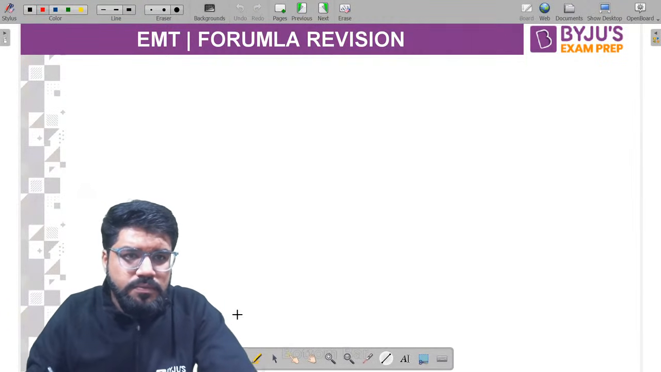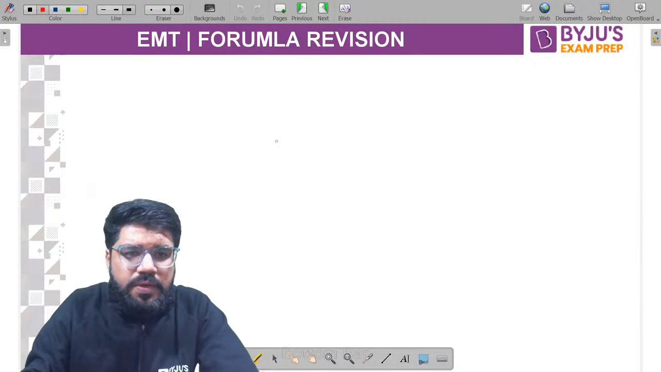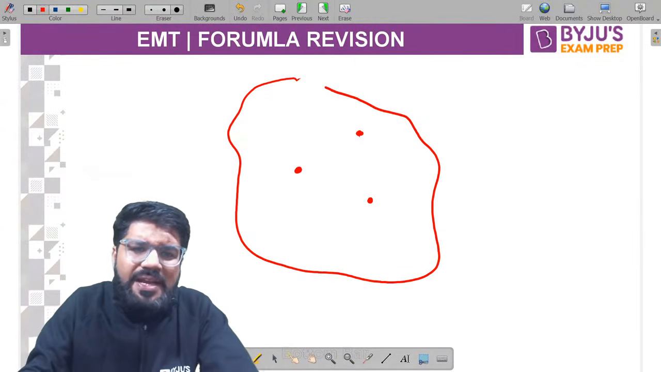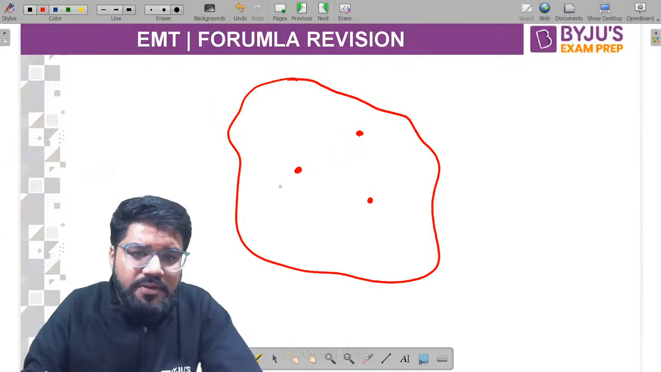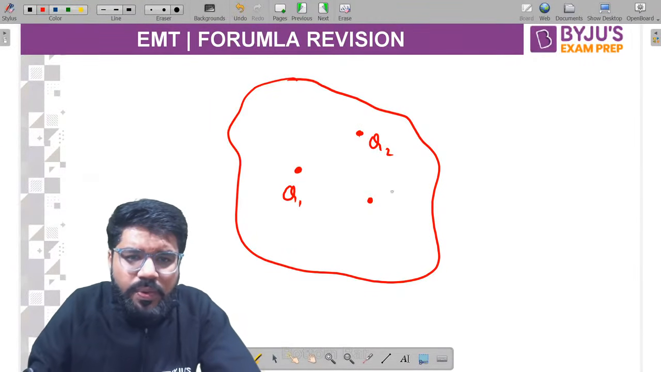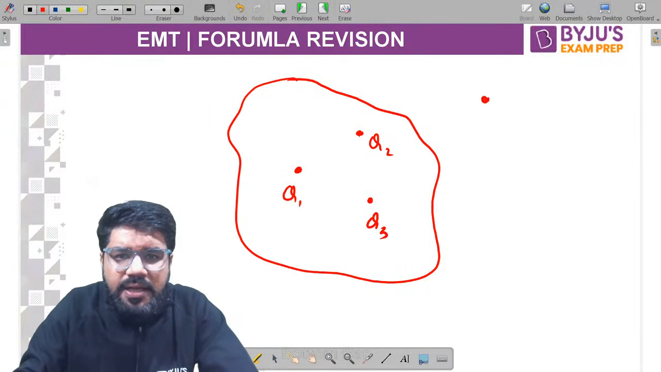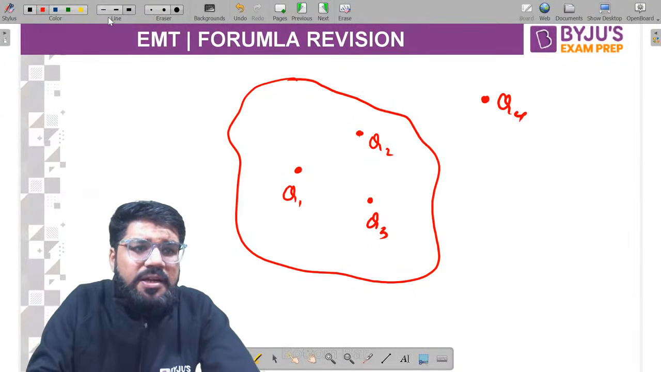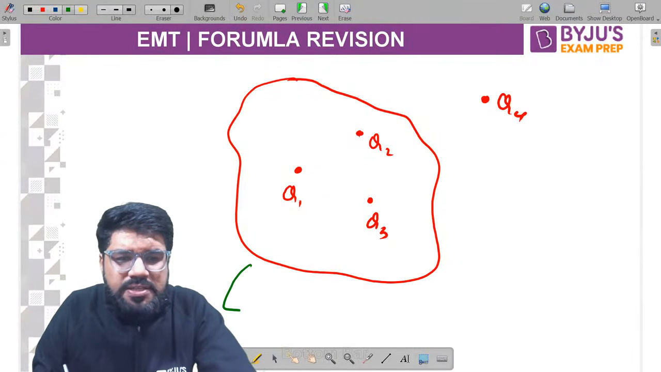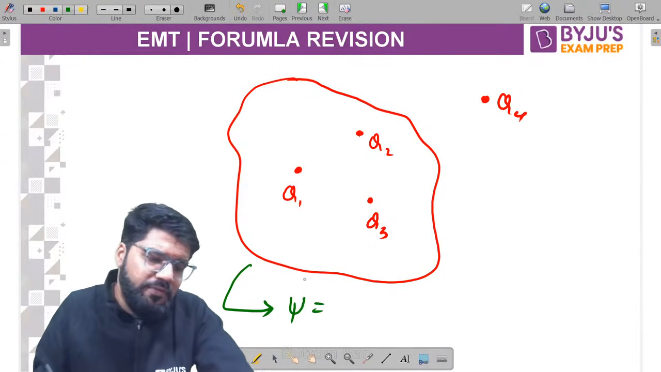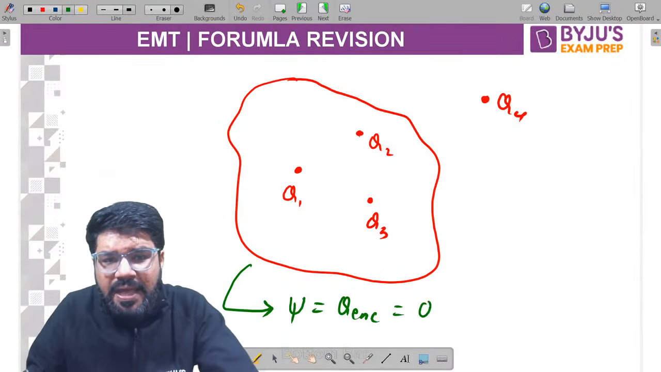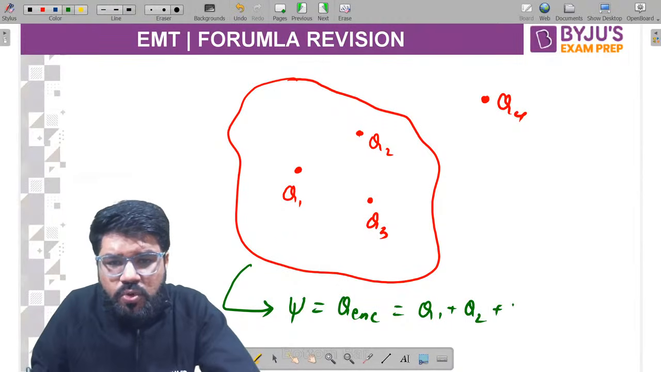Suppose there are some point charges. Let's understand with the help of point charges, and there is any closed surface. It could be any closed surface, be it spherical or any type of closed surface, and there are the charges, suppose Q1, Q2, Q3, there is another charge here, Q4, and so on. What is, guys, the total flux crossing this closed surface? Gauss law is applicable for closed surface, and the total flux crossing any closed surface is equal to the charge enclosed by it, and the charge enclosed is Q1 plus Q2 plus Q3.